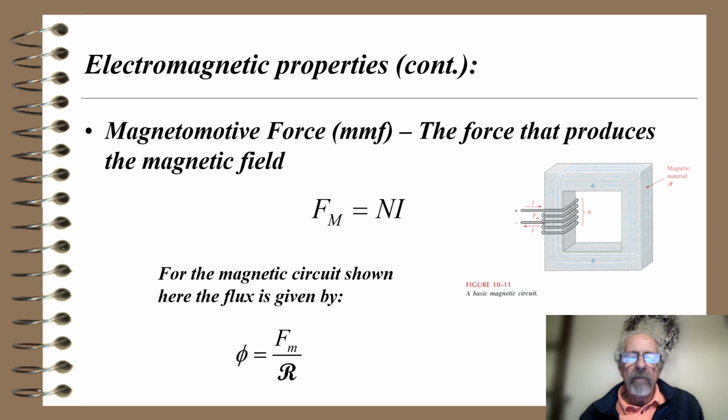Magnetomotive force, or MMF, is the force that produces the magnetic field. F sub m is equal to N times I, where N is the number of turns and I is the current, as shown by figure 10.11 to the right of that equation. For the magnetic circuit shown here, the flux is given by F sub m divided by the reluctance of the iron core up above in figure 10.11.